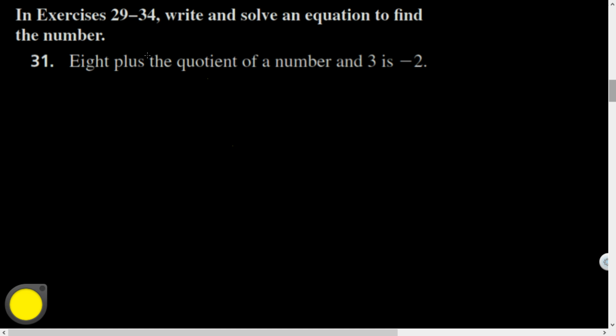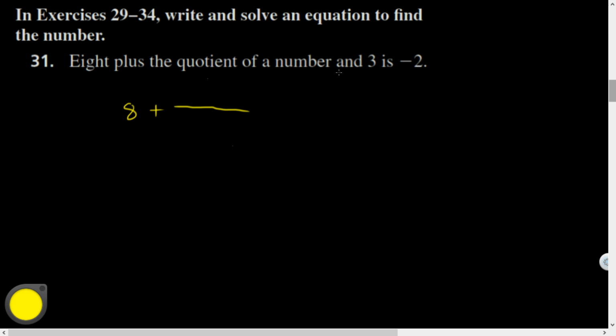8 plus, so guys, watch this. I'm going to write 8 plus. All right, so watch how I interpret this, a couple words at a time. Right, Jimmy, you with me? 8 plus means 8 plus. The quotient of, that means I'm dividing two things. So I'm going to write a fraction bar.